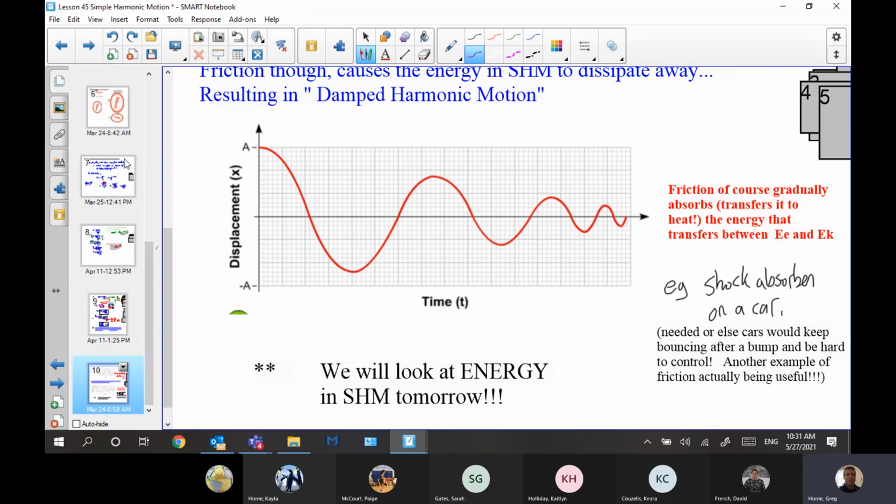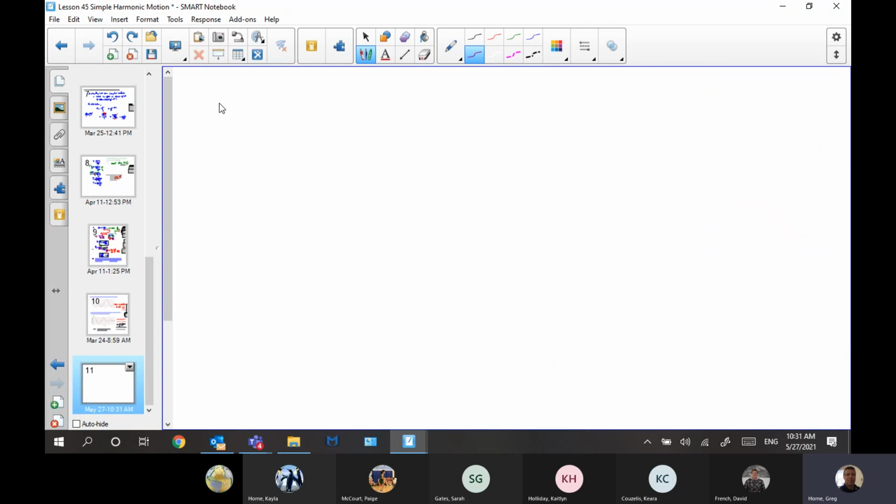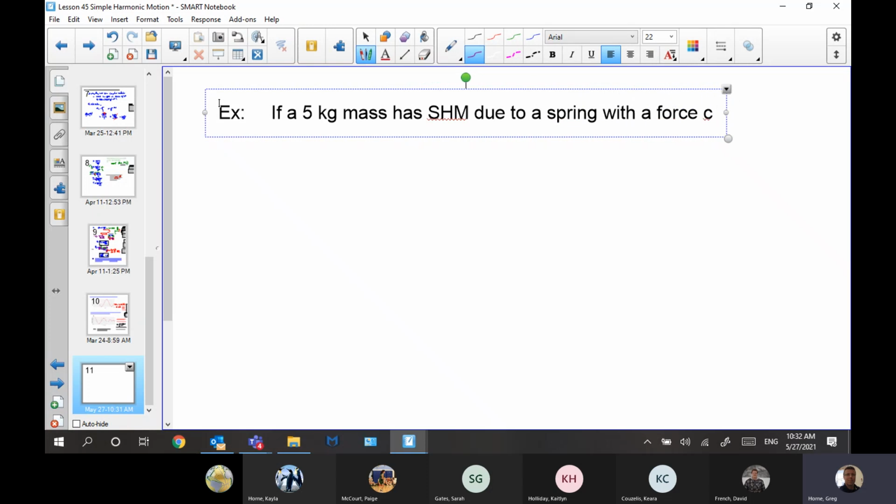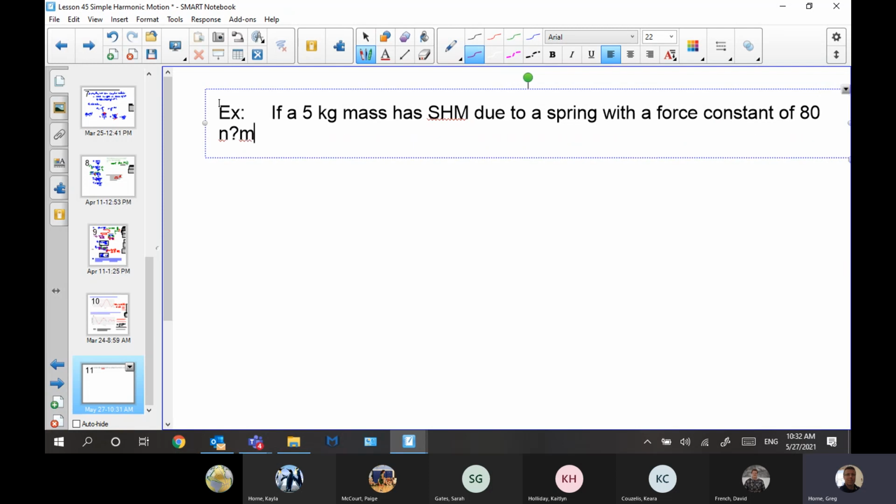I could have done an example here too on the next page. As an example, it says if a 5 kilogram mass has simple harmonic motion due to a spring with a force constant of, I don't know, let's say 80 newtons per meter. Determine the frequency.